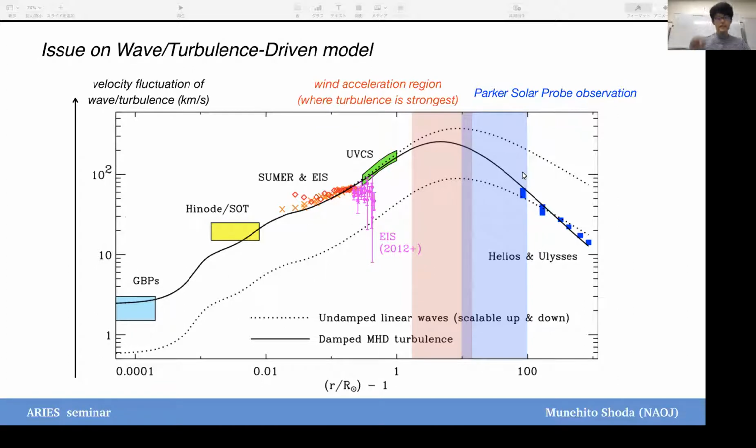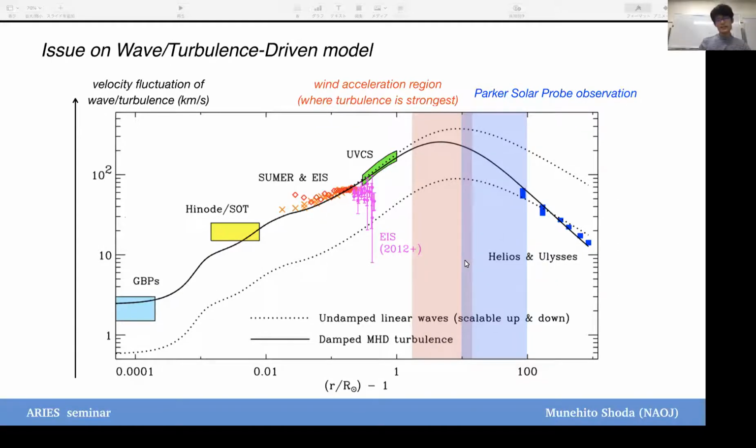But anyway, one problem is that we can actually never observe the region where the turbulence is the strongest. In this red shaded region, the density is too low to be observed by remote sensing, but it is too close to the sun to be observed by the in situ measurement.